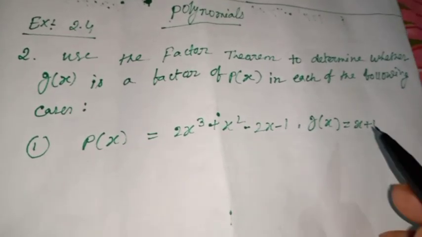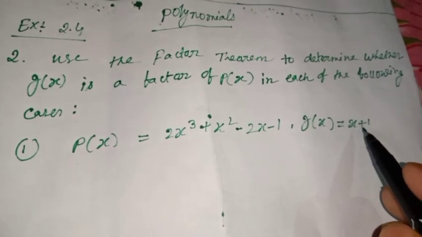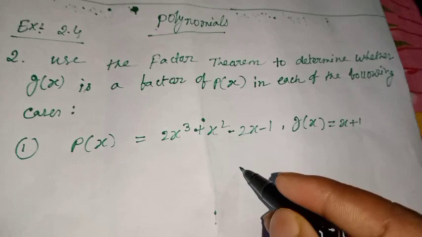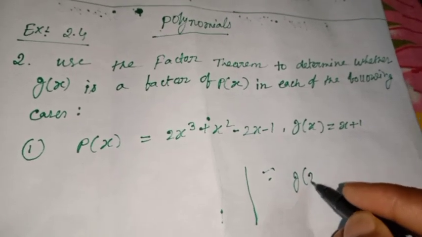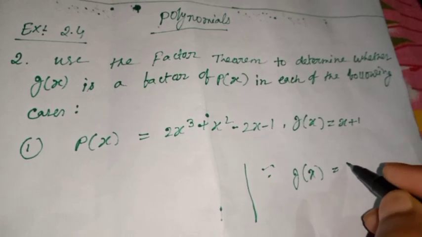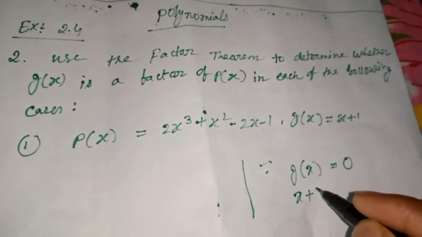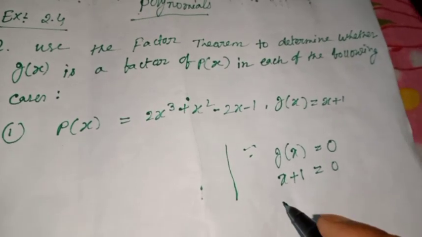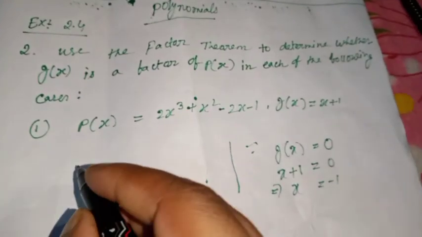This is number 1. So first of all, if you want to use the factor theorem, you have to find the value of x from here. Since g(x) is x plus 1, take g(x) equal to 0. So x plus 1 is equal to 0. That means x equals minus 1. So now what do we need to do?